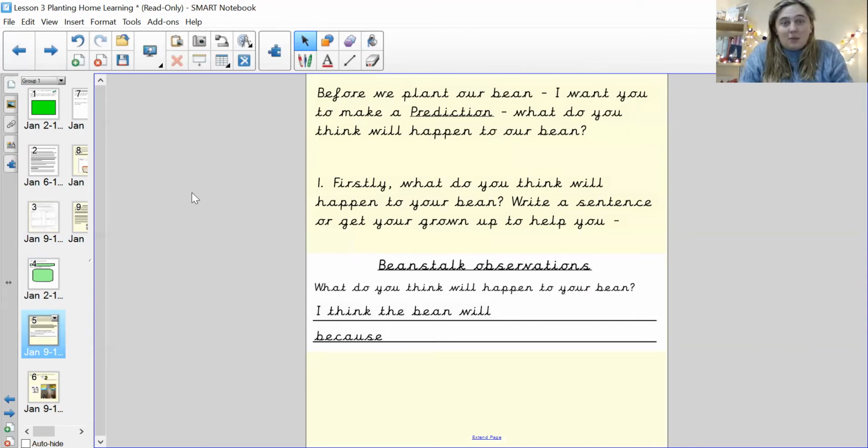Okay, before we plant our bean, I would like you to make a prediction. So we've talked about predictions before. What do you think is going to happen to our bean? I would like you to write this sentence at the bottom here to tell me what you think is going to happen. You're going to write that right at the top of your piece of paper. I think the bean will something because something else. Okay, so pause me now and write that sentence. Tell me what you think is going to happen to the bean when we plant it. Okay, pause.